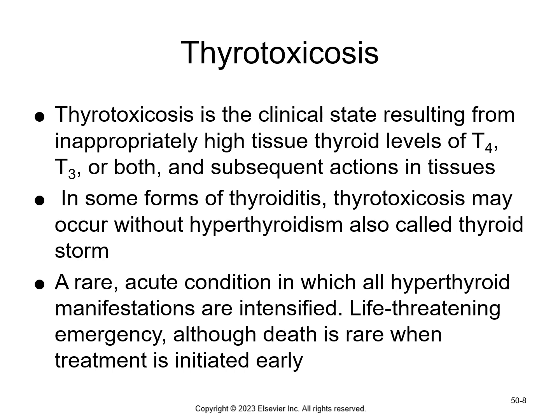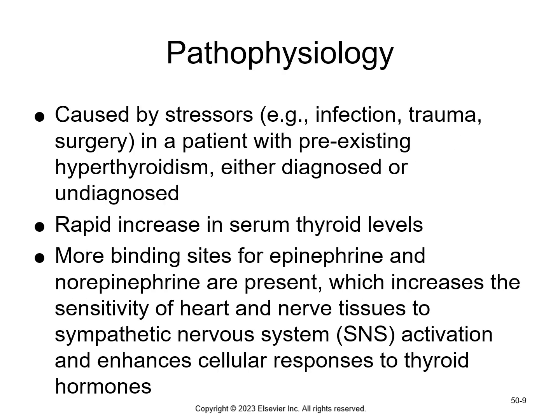So what is thyrotoxicosis? This is a result of very high levels of thyroid hormones in the body, as a result of thyroiditis. Thyrotoxicosis can happen as an emergency response in the body with or without hyperthyroidism, and it's called thyroid storm. It is a life-threatening condition if we don't treat it. Stressors like infection, trauma, surgery, or pre-existing hyperthyroidism which is not treated properly can cause a rapid increase in the serum thyroid levels.